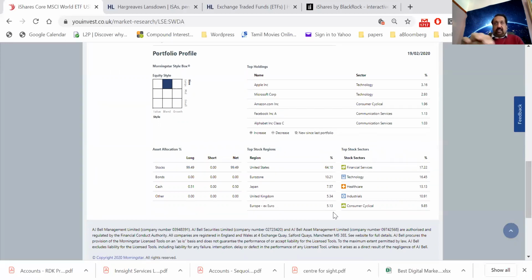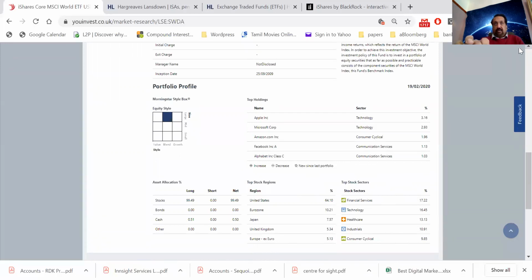Okay, if you want to see the top sectors, it's invested in the financial sector, technology sector, healthcare sector, industrial, consumer sectors. So this is how it is invested. Now, this achieves for you two very important factors. Why do you want to do that?